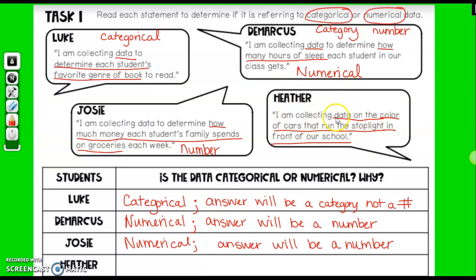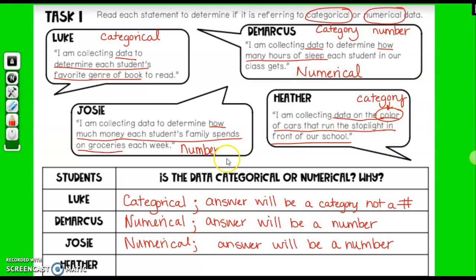Okay, so data on the color of cars. So whenever she's answering her own question of what color of car ran the stoplight, is she going to answer with a category or a number? Are colors a category, or are colors a number? They are a category.